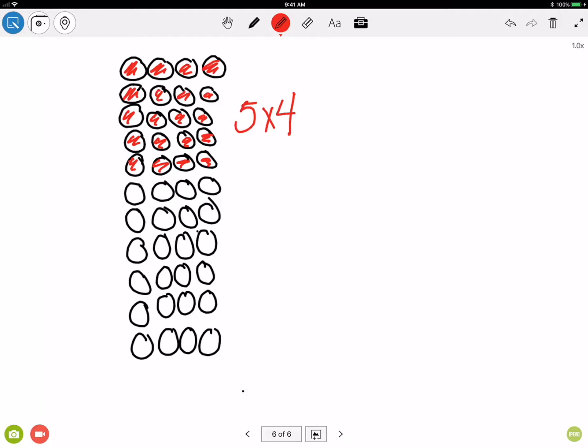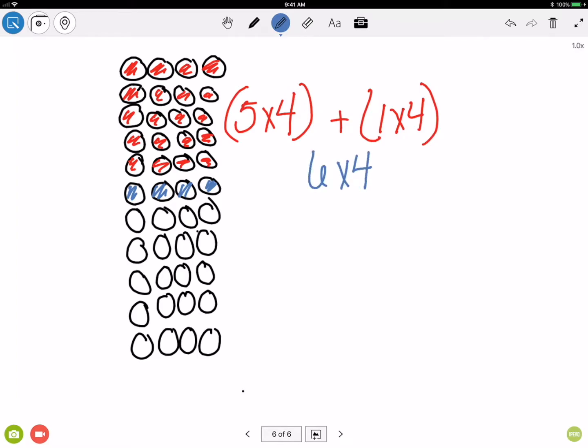So how can we box out an array that shows 5 times 4 plus 1 times 4? What would we have to do? We would have to shade in 1 more row. Okay, so this is really equal to 6 times 4 total, because we have our 5 times 4 here, then we have another row. So all together, it is equal to 6 times 4. But sometimes 6 times 4 is not an easy one for us to figure out. So we have to take it apart and then put it all together.